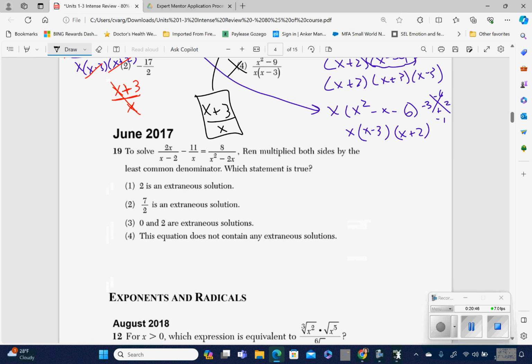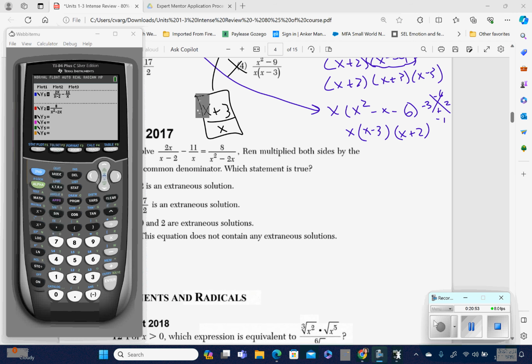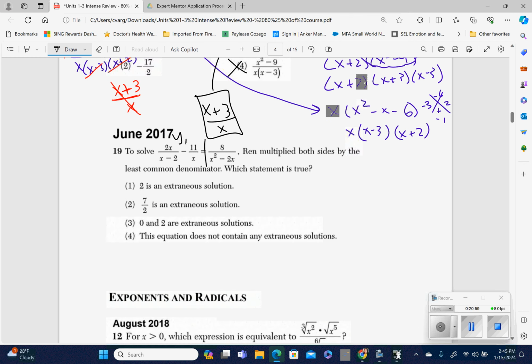All right, so the last of the polynomials, we're almost done. Ren multiplied both sides by the least common denominator. Which statement is true? All right, so for our next problem, what I started out by doing is going to my calculator, putting this under y1, putting this under y2. So we want to see extraneous solution. So automatically I can see that 2 is an extraneous solution because if I plug it in here, 2 minus 2 is equal to 0. We can never have a 0 in the denominator. That can never happen. Okay, so looks like my answer choice is going to be 1.